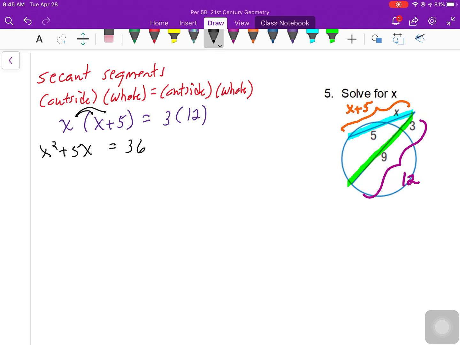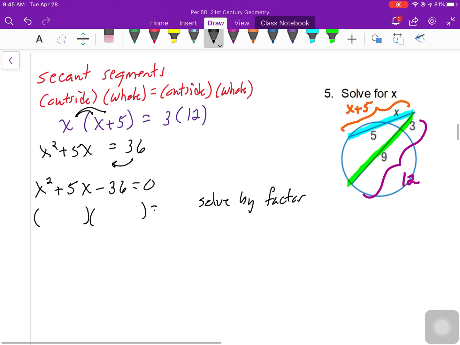As we saw in an earlier section, this is one where it's going to be solving a quadratic equation. We have to move the 36 over. We accomplish that by subtracting. x squared plus 5x minus 36 equals 0. This time we'll be able to solve by factoring. And to solve by factoring, we have to, of course, first factor.